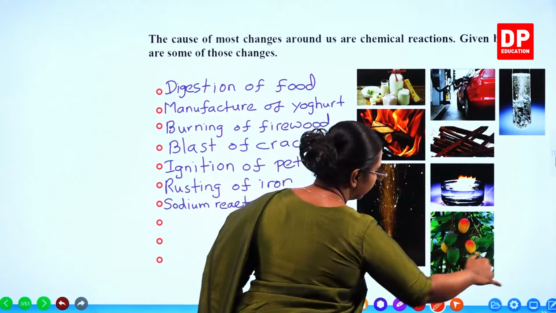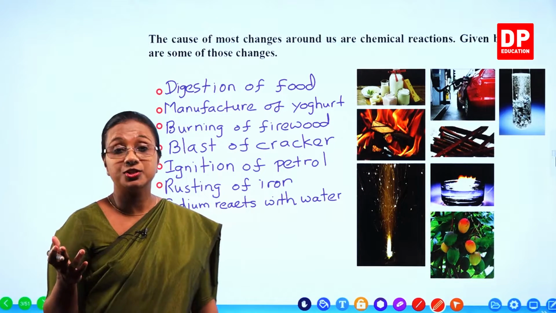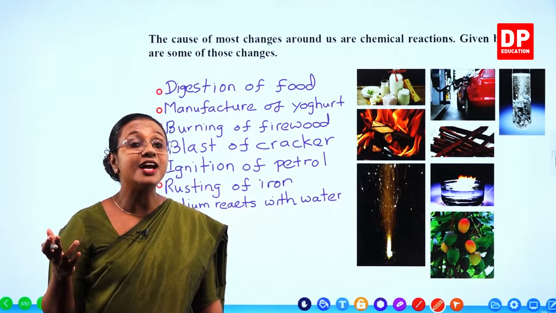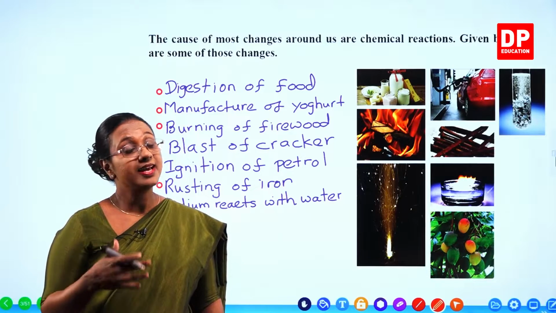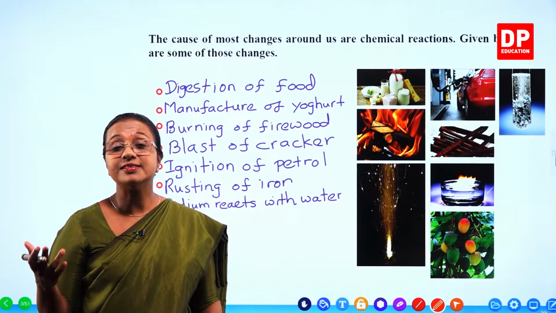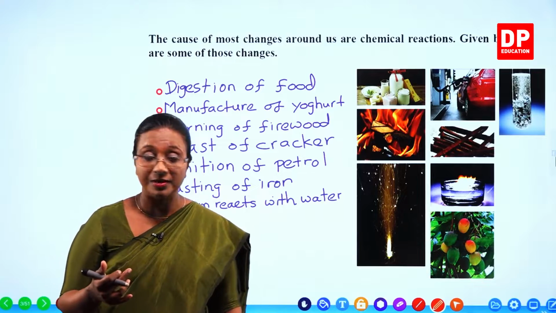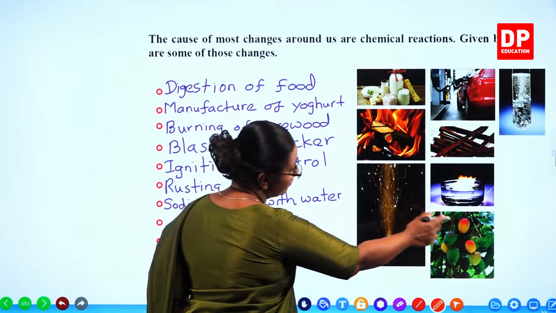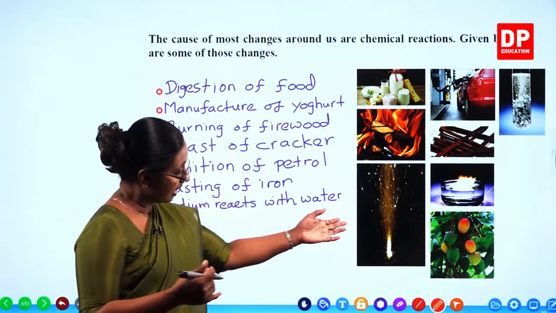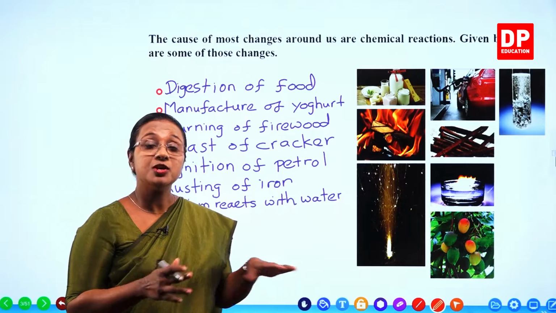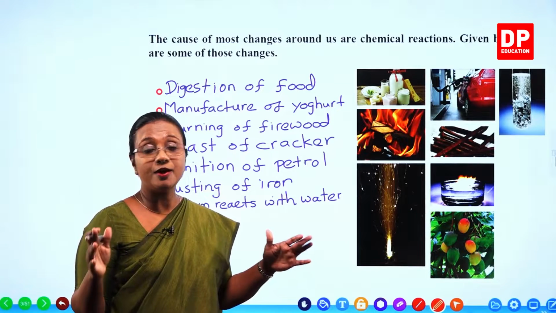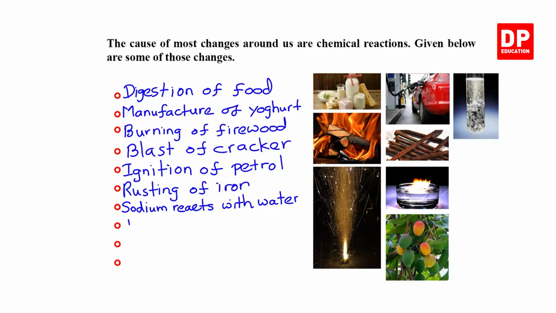Then this one, again an example that I mentioned to you all before. What is that? Ripening of fruits. So like I said, either days or weeks are needed for the fruits to ripen. So here also you can see there are some fruits which are really ripe, some are raw, some are half ripe. So it takes a long period of time. So ripening of fruits.